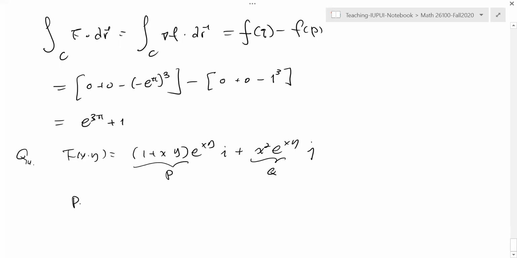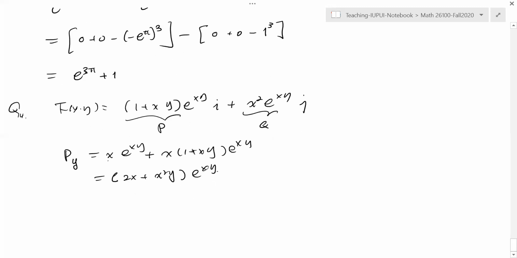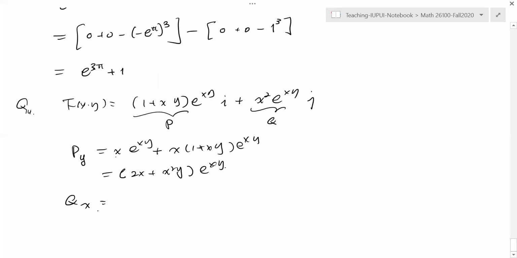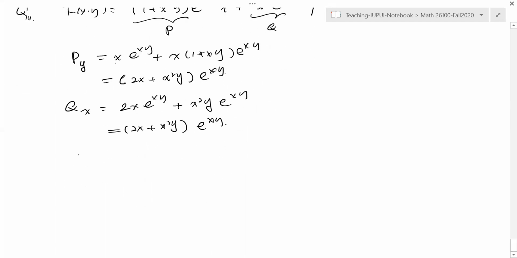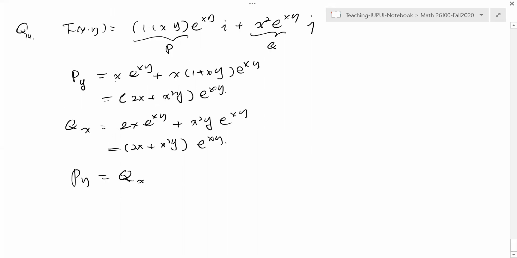Take P and Q. The partial derivative of P with respect to y, using the product rule, is x times e to the xy plus the derivative of the other factor, so you get 2x e to the xy plus x squared y e to the xy. Now look at the partial derivative of Q with respect to x. You get 2x e to the xy plus x squared y e to the xy. Compare both, and you find they're the same. Wow. So P_y equals Q_x, so by the theorem, it's conservative.